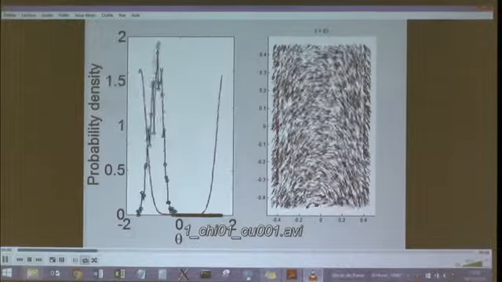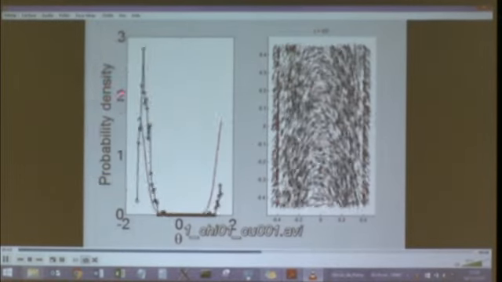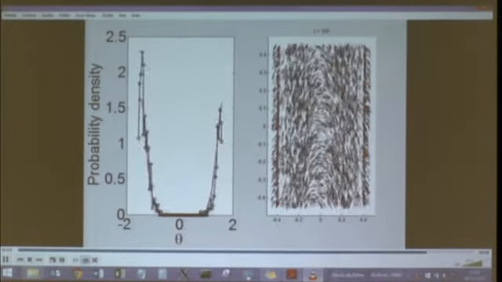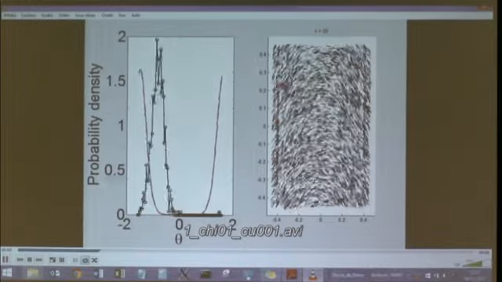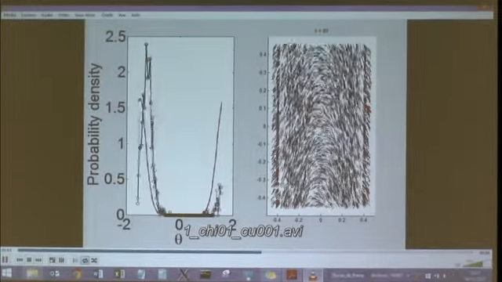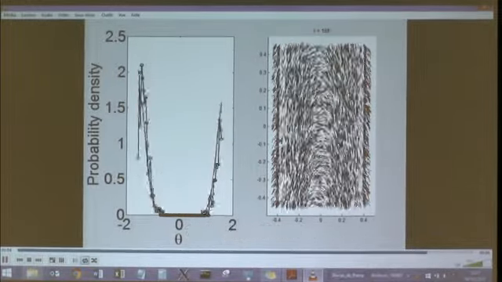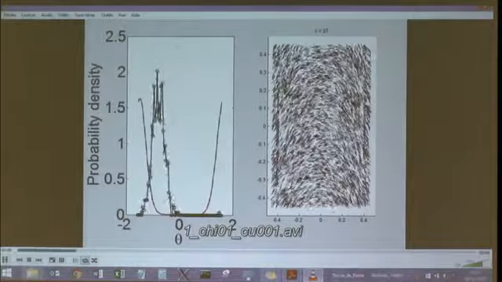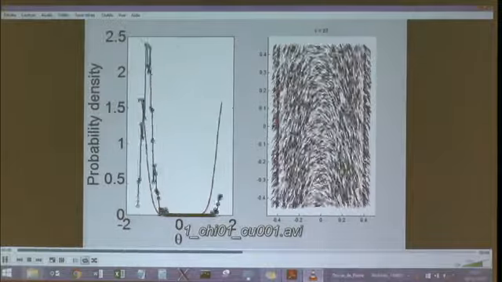And here we are looking at the statistics of orientation. Here we have plotted the von Mises corresponding to the stationary solution, and we see that in the course of the simulation we have a von Mises that slowly goes to the von Mises of the stationary solution.